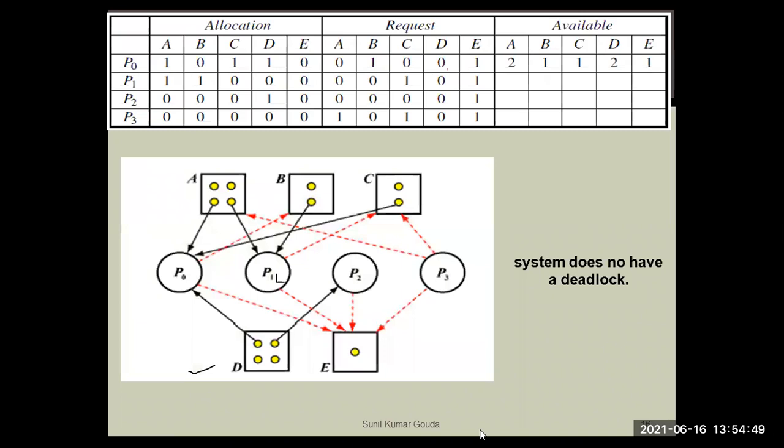Draw the wait for graph for this one, and check whether there is deadlock or not. Draw the equivalent wait for graph for this resource allocation graph. Now this is my resource allocation graph. Now what you have to do is find the equivalent wait for graph, and check whether there is deadlock or not.